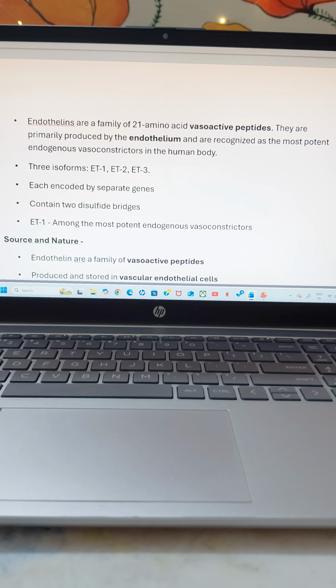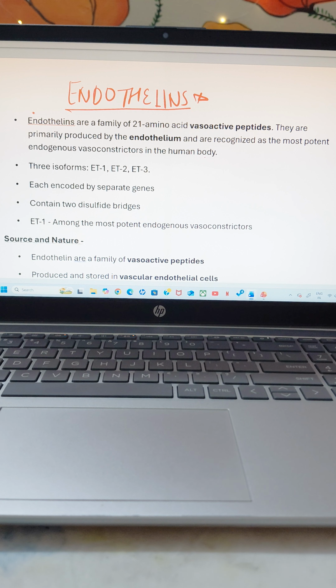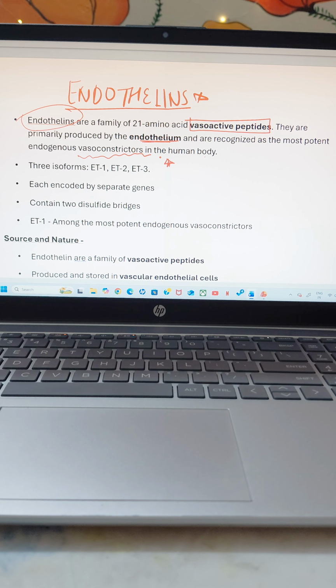Hello everyone. Today we are going to discuss endothelins. So what are endothelins? Endothelins are basically a family of 21 amino acid vasoactive peptides. They are primarily produced by endothelium and are recognized as the most potent endogenous vasoconstrictor in the human body. So these mainly act as vasoconstrictors.